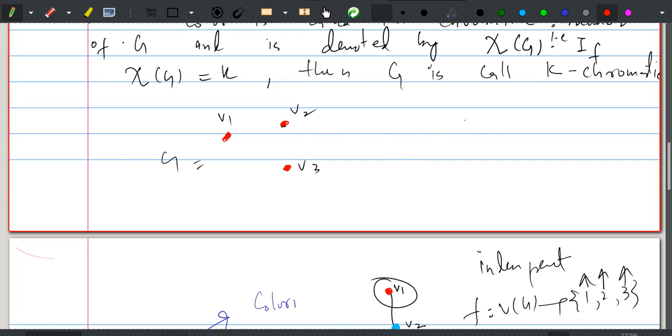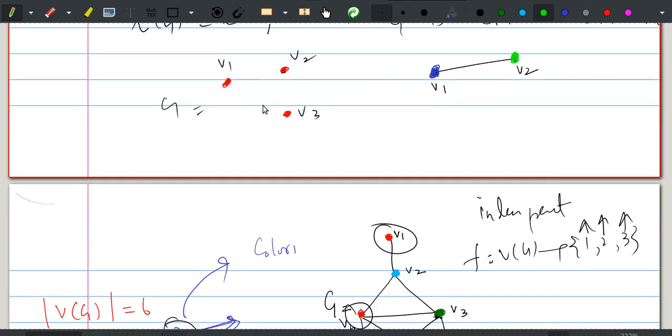Now as long as we have one edge, so if our graph consists of just one edge, by definition of an edge, it connects two vertices v1, v2. So a graph having at least one edge has chromatic number at least 2. So for a graph G which has at least one edge, we need a minimum of 2 colors to paint the vertices of the graph. So in this case we are using blue and red.